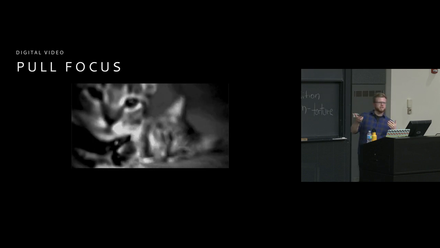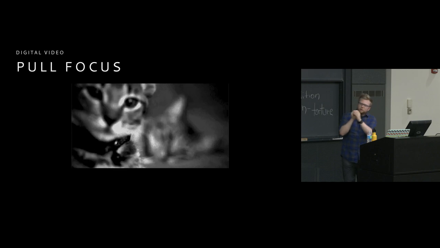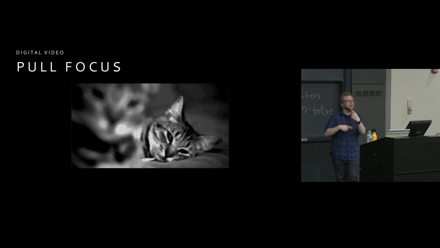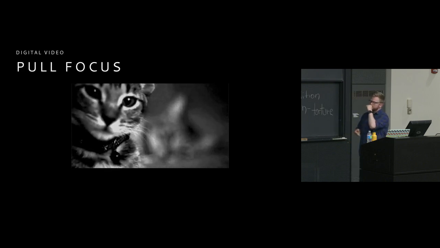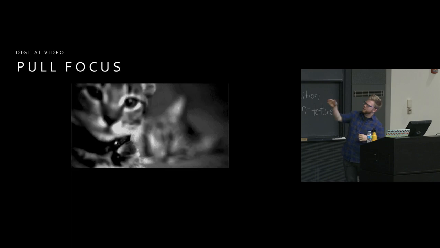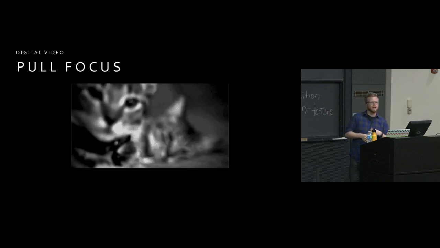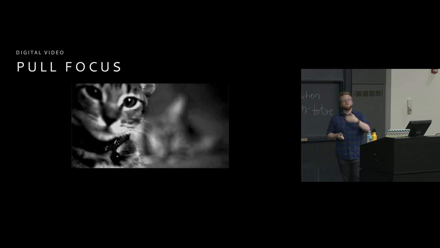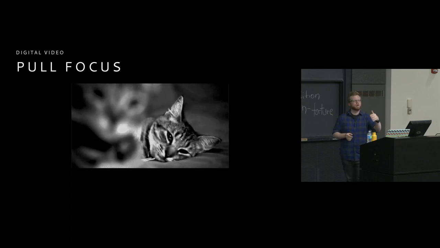This is what pull focus is. When you have a frame of video and you start off focused on one thing and you change your focus during the shot, the camera is rolling as you change your focus. This is also sometimes called a rack focus. So again, the shot starts and we've got the foreground kitty in focus, and then we change it as we're still rolling to the background kitty. Make sense? So when you start focused on one thing at the beginning of a shot and you end up focused on another at the end of a shot, that's called a pull focus or a rack focus.